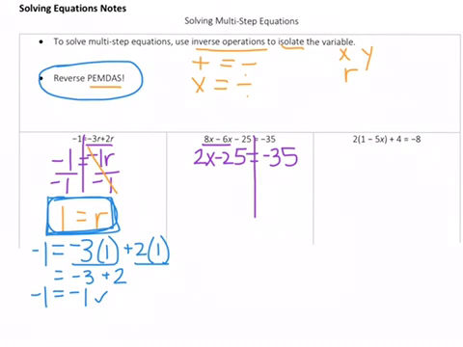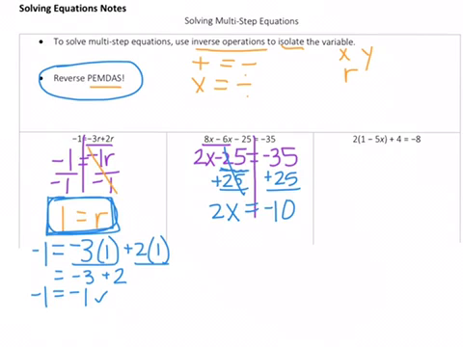So instead of dealing with the 2x because they're multiplying, I'm going to get rid of this minus 25. In order to get rid of that minus 25, I do the inverse property, so I add it to the other side. You always look at the sign in front of the number. So by adding 25 to both sides, I cancel it out on the left, and I'm left with 2x equals, and then negative 35 plus 25 is negative 10.